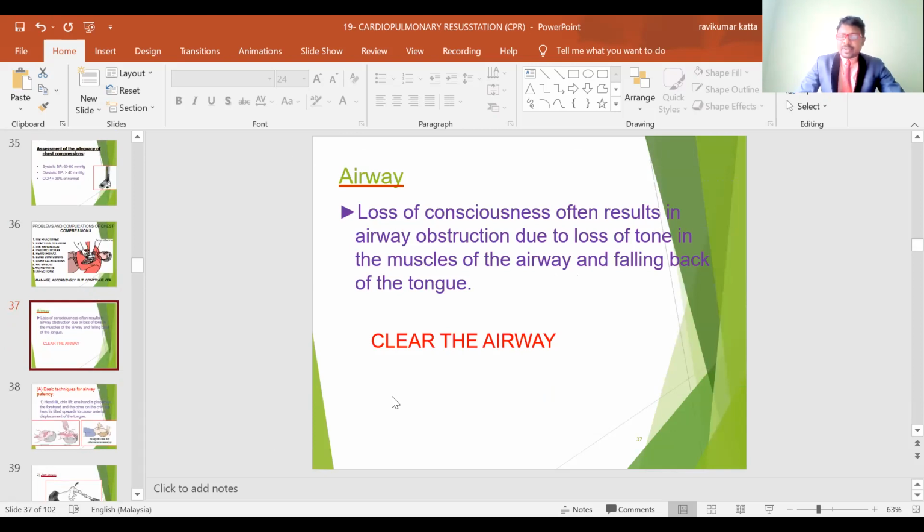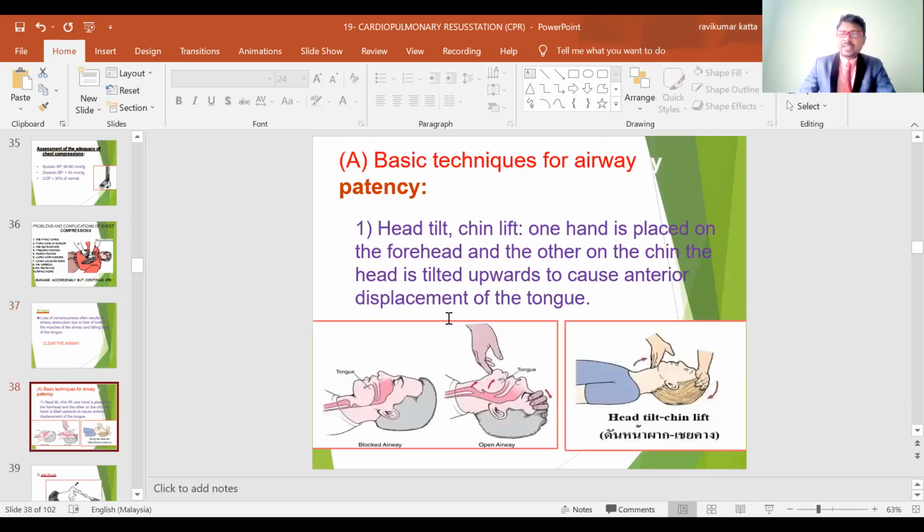Now, in case of the airway, how do we check it? Loss of consciousness results in airway obstruction, due to loss of tone in the muscles of the airway and the tongue falling backwards. So we have to check whether the tongue has fallen backwards. We tilt the head, put the fingers in, and check for any obstruction, because of foreign body material or a tongue that is shifted, twisted, or tilted backside. We check for any abnormalities.